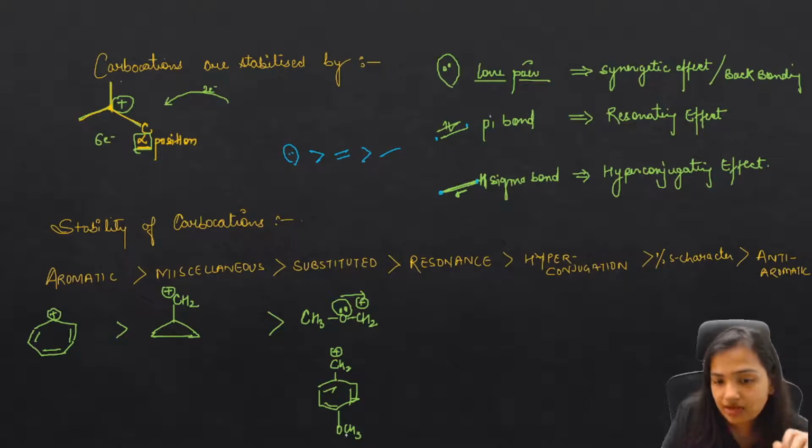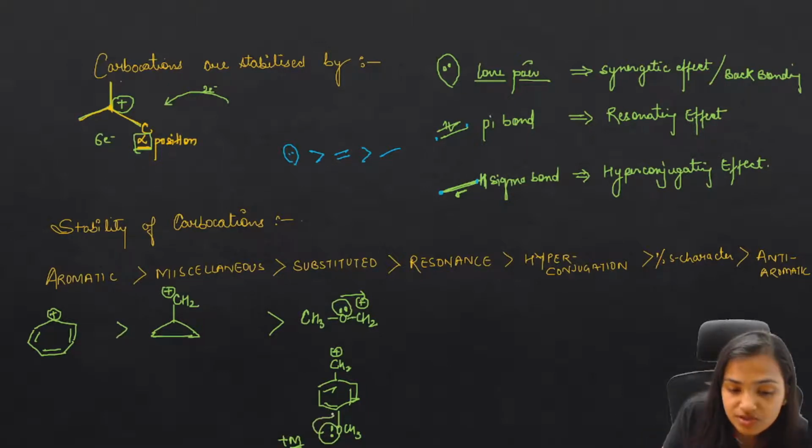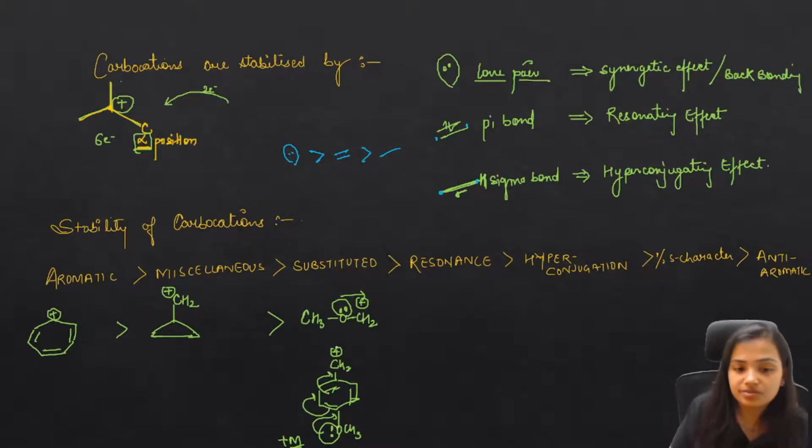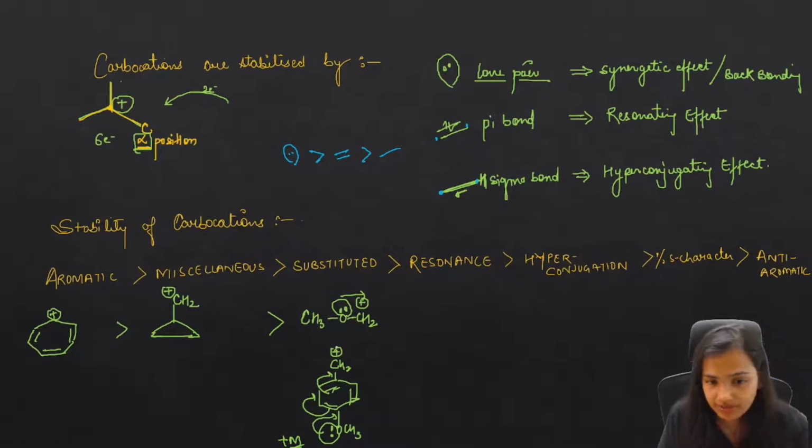And here how will it get more stabilized? Because of the oxygen's lone pair, this will show the plus M effect, that is the mesomeric effect. So ultimately because of this mesomeric effect, the electron will delocalize and will stabilize this carbocation. So these are considered to be the substituted carbocations. This effect is known as the synergetic effect, that is the back bonding, and this is your plus M, that is the mesomeric effect.